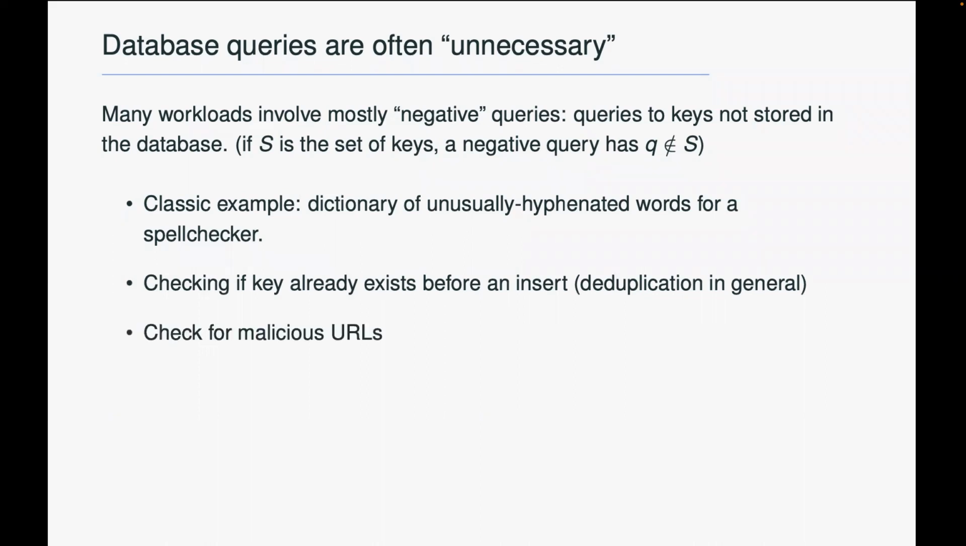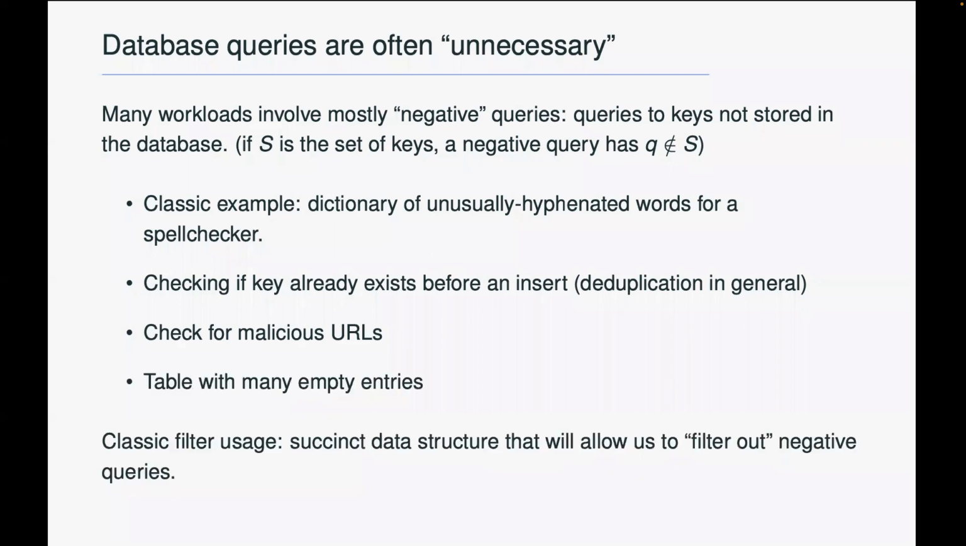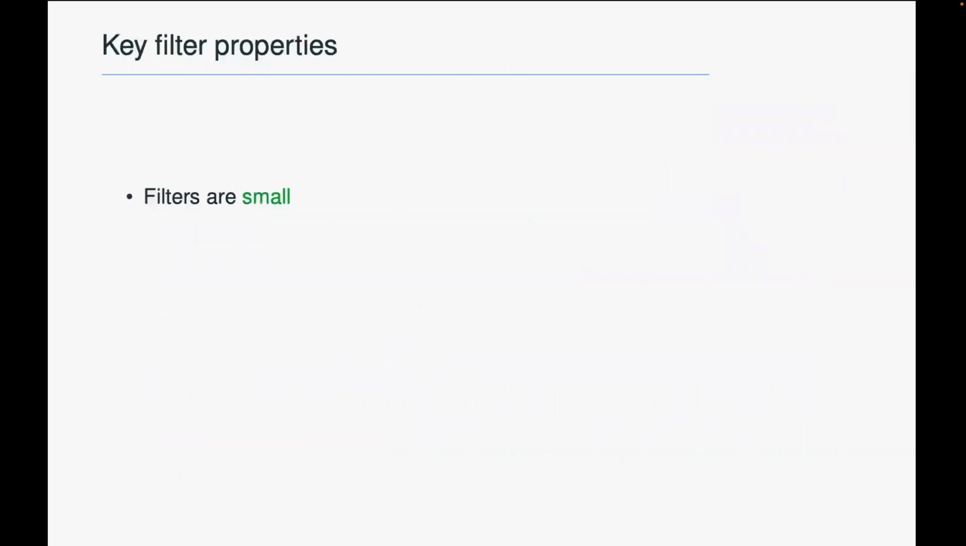Bloom filters are often used on modern computers to check for malicious URLs. Every time you access a URL, your computer checks if it's in a list of known malicious URLs. Most URLs aren't malicious, but we have to check. In general, any kind of table with a lot of empty entries is going to be a good use case for a filter. So a classic filter usage is a succinct data structure that will allow us to filter out negative queries. That's why it's called a filter. This isn't the only way you're going to use a filter, but it's one of the most common ways.